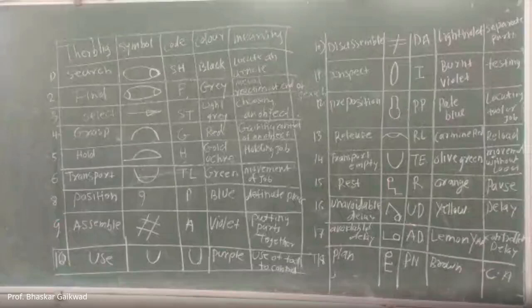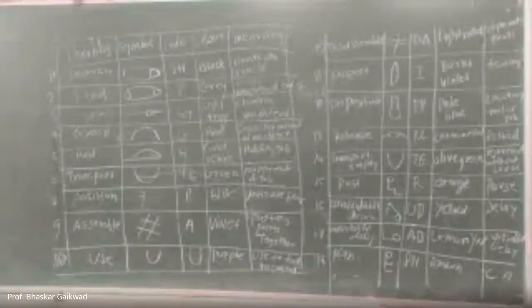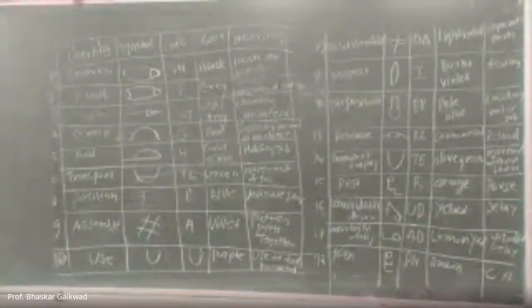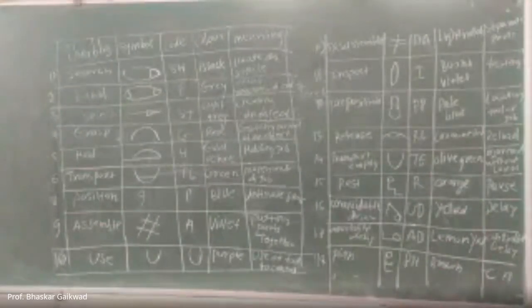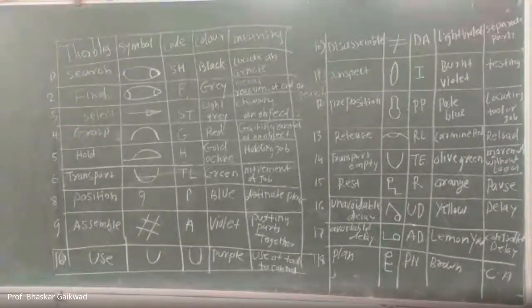Search means it already exists there, and if you are not getting it, then you have to go for finding. So the mental reaction at the end of search is called find. Then select. Suppose so many bolts or so many operations are there, you have to select one. That is shown by an arrow. The code is ST, and light gray color. Choosing an object means you have to select any job. For that you have to use this therblig.